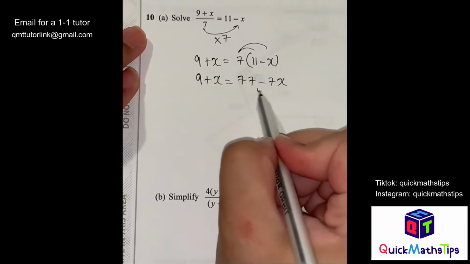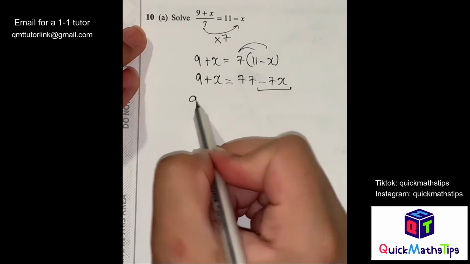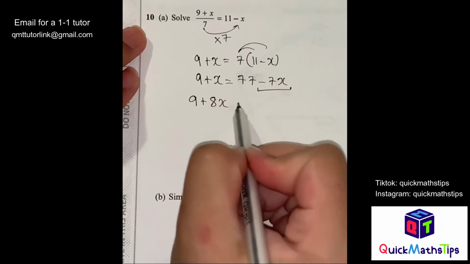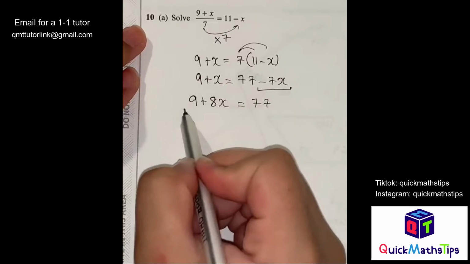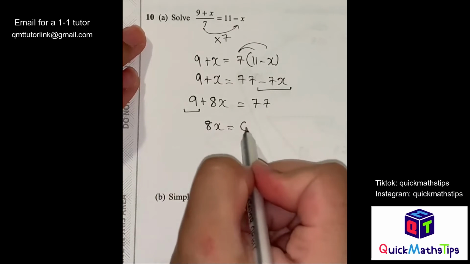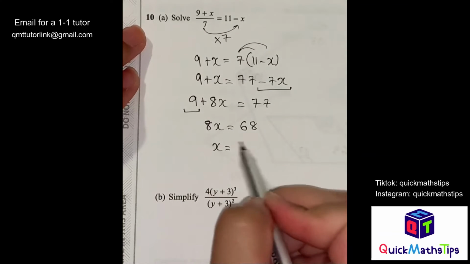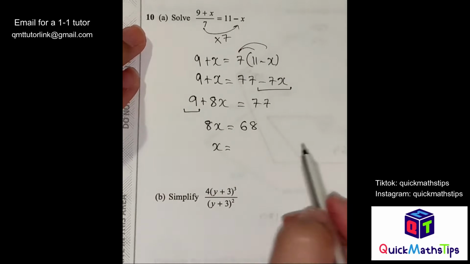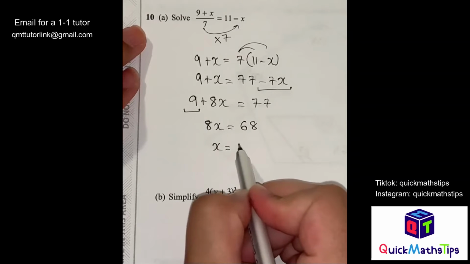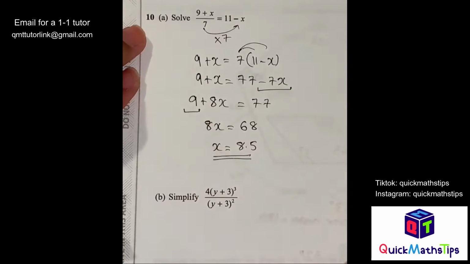Now I want to group my x's together, so I'm going to add the 7x on both sides of the equation. So I'm left with 9 plus 8x is equal to 77. Then I'm going to subtract 9 on both sides of the equation, so I get 8x is equal to 68. I want to make x the subject, so I divide by 8 on both sides of the equation. This came on a paper 3, so it's a calculator question. I divide by 8 on both sides, and I get x is equal to 8.5.